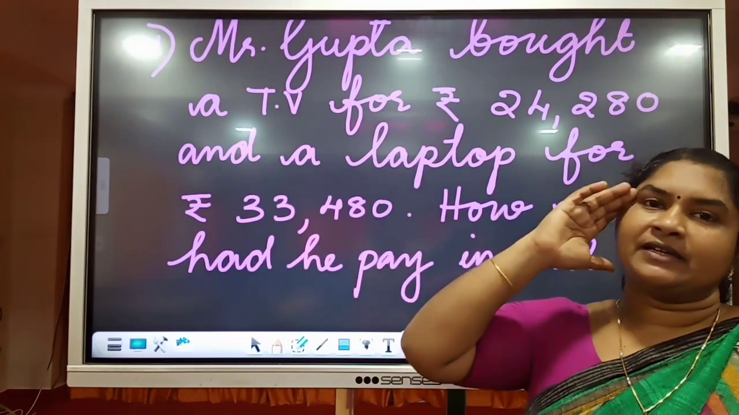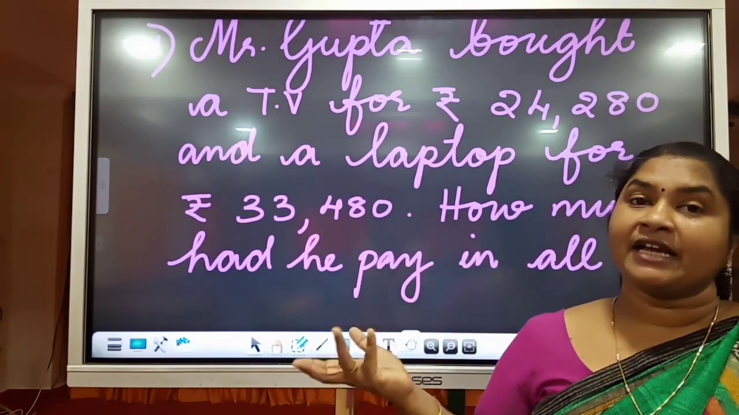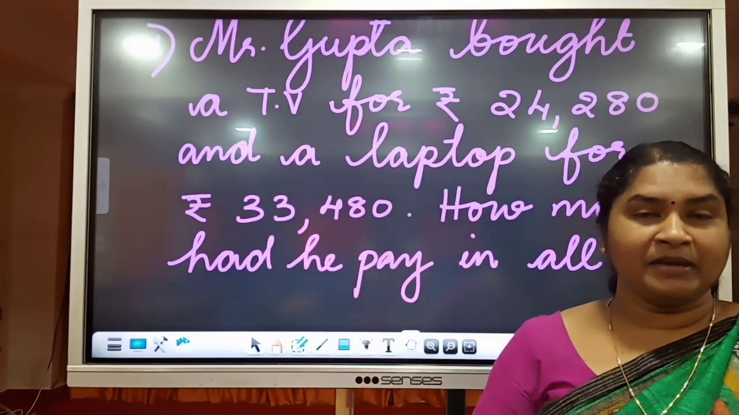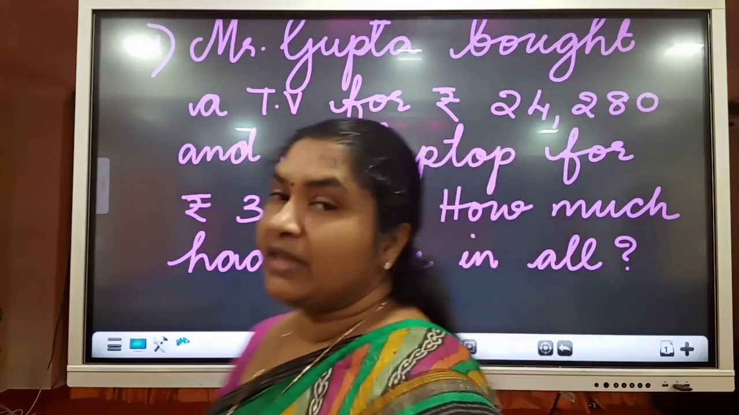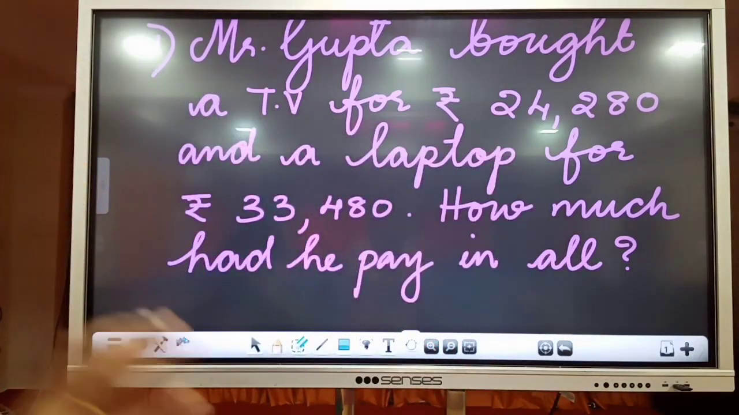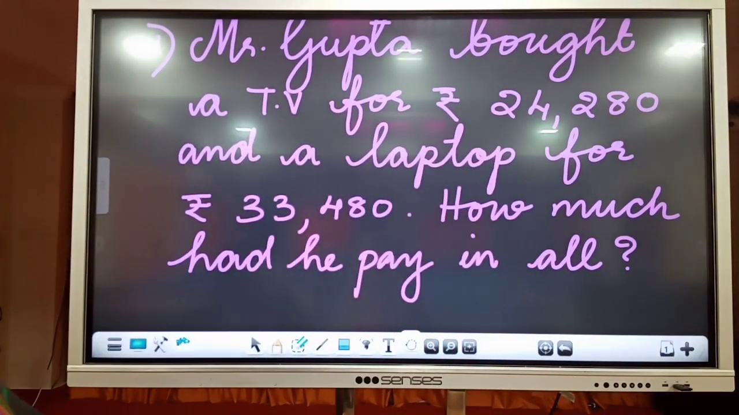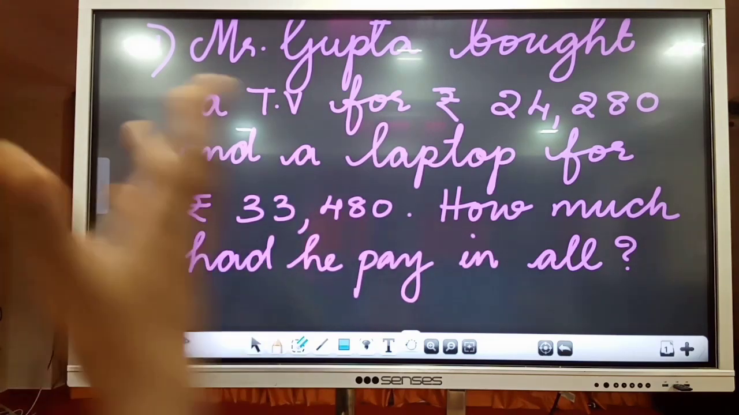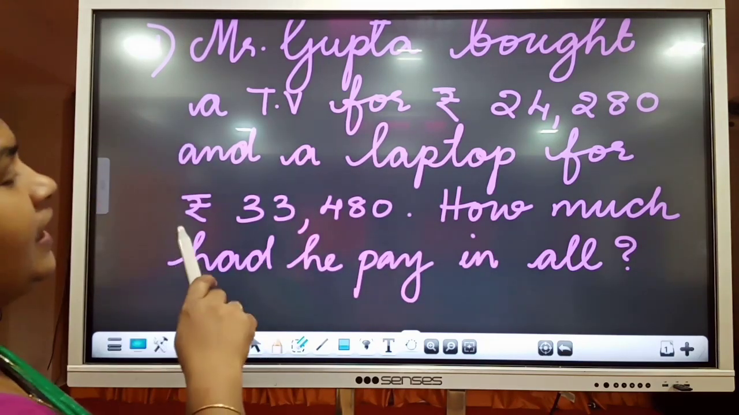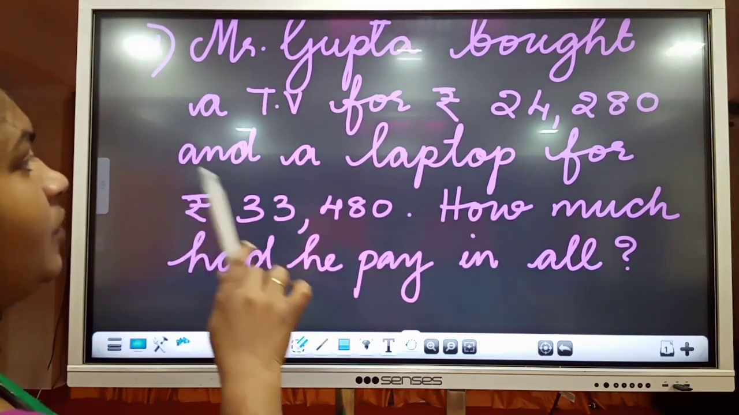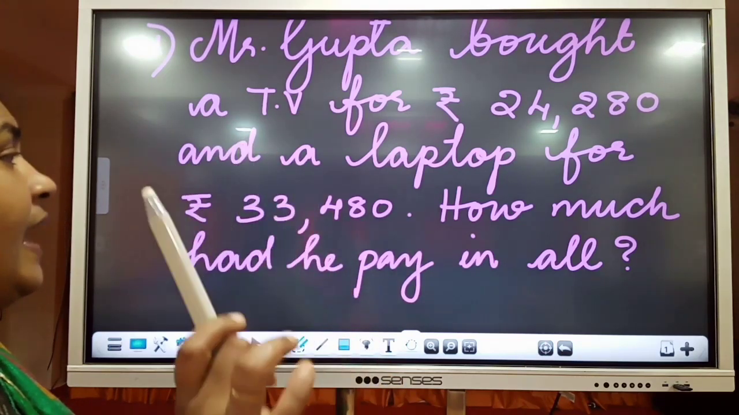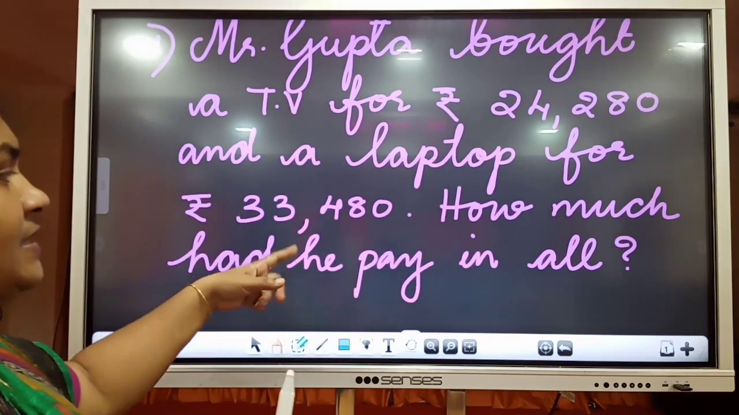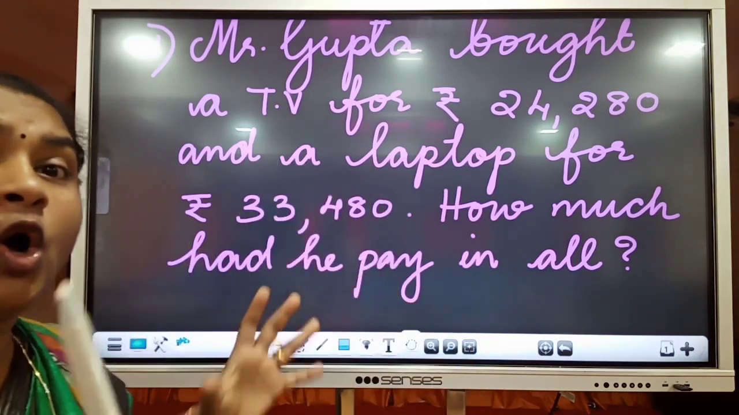Then we have to check: add, subtract, multiply or divide, whatever may be. So for that, once more you should read the question thoroughly, understand the meaning, and a short step is needed, not a long step. Mr. Gupta bought a TV for rupees 24,280 and a laptop for this much rupees. How much did he have to pay in all?